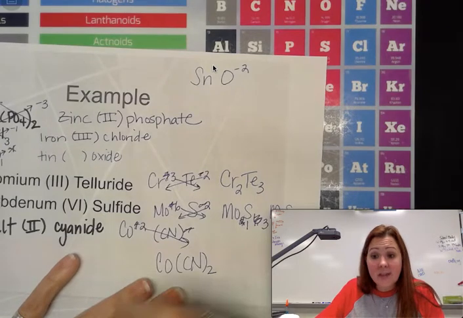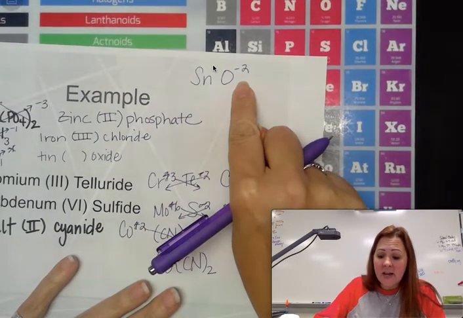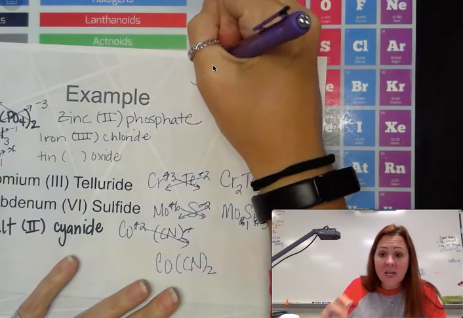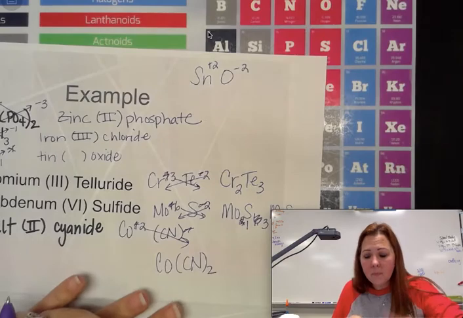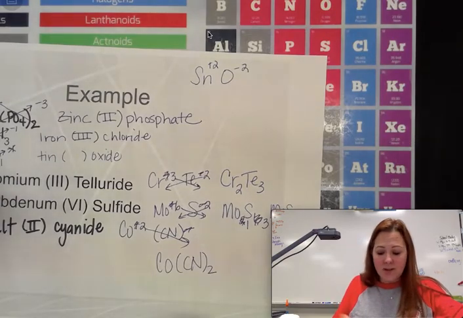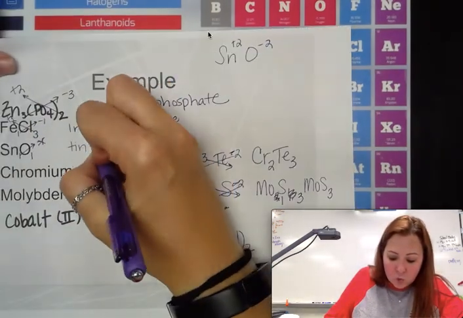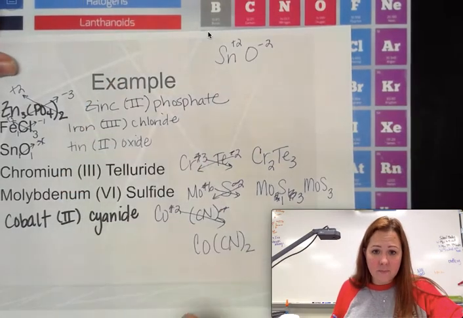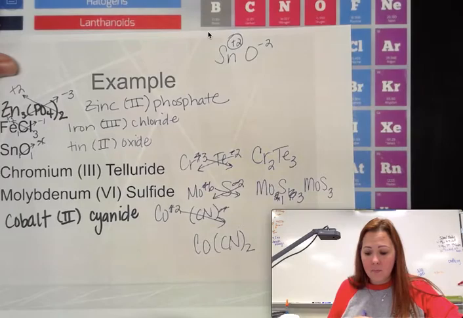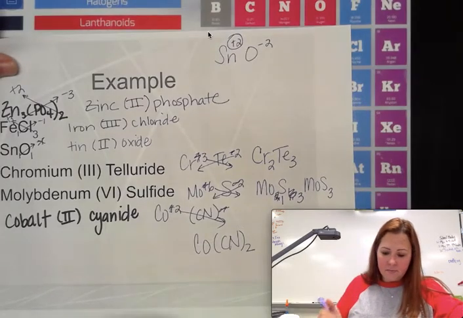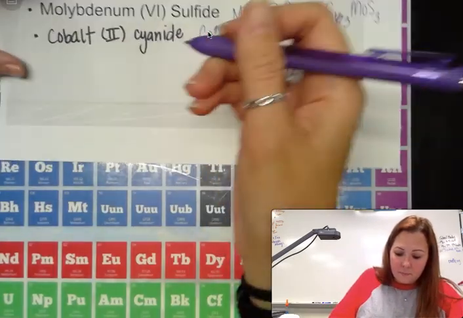If oxygen is -2, that means tin has to be +2 to equal 0 because remember they always cancel each other out. So that means when they went to write this out, it was tin 2 oxide because tin has a +2 charge. Now another example, I'm going to kind of move this down.